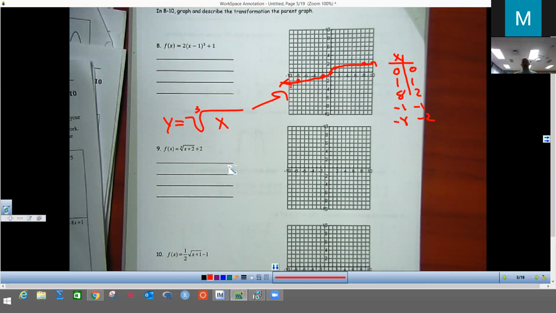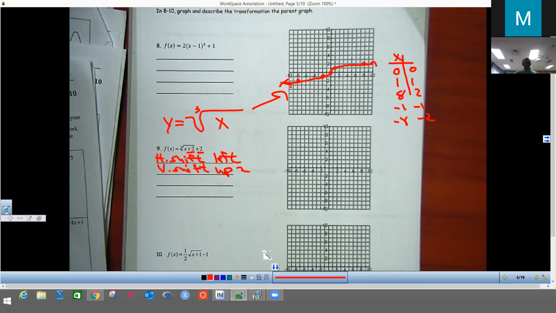Now we are supposed to describe these. From this equation down here, there are two things different. There's a +2 inside and a +2 outside. So the inside is a horizontal shift. You need to say H for horizontal, and you must write out shift, because there's shrinks and stretches. Horizontal shift left 2, because you go the opposite way of the sign with the x. And then there is a vertical shift, that's +2, so up 2. Vertical shifts go the same way as the sign.